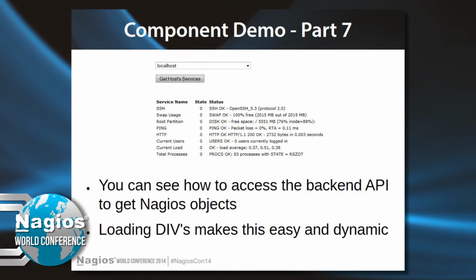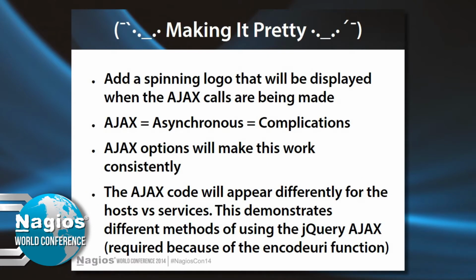So what the example here was, you can see how to access the backend API to get objects and services, and you can see how I've used divs to load it. And there wasn't a full page reload done to actually make all this happen. Now I'm running out of time, but I have a couple of last things we're going to go through. So we'll skip right past the break. We're going to make it pretty with little ASCII. No. So what I'm going to do now is add that spinning logo.